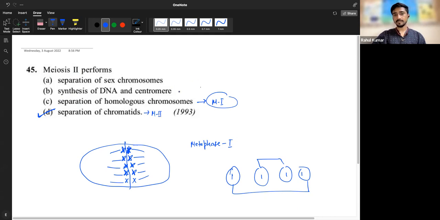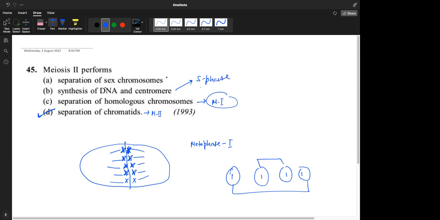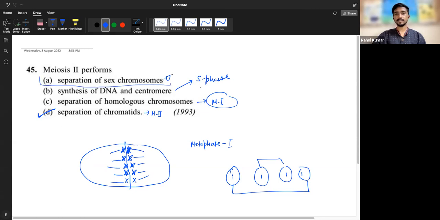Synthesis of DNA happens when? S phase. And separation of sex chromosome, it's an absurd option because this is just like other chromosomes being segregated. Is it clear? This question is clear? Iram and Asha? Yes, sir.